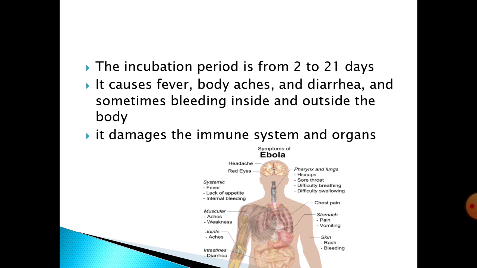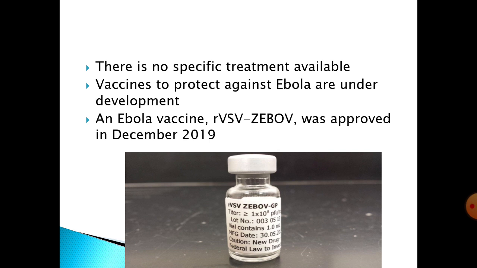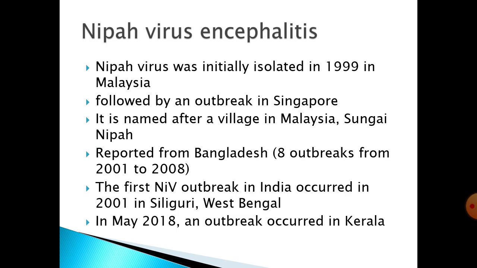It causes fever, body aches, and diarrhea, and sometimes bleeding inside and outside the body. It damages the immune system and organs. There is no specific treatment available. Vaccines to protect against Ebola are under development. An Ebola vaccine, rVSV-ZEBOV, was approved in December 2019.